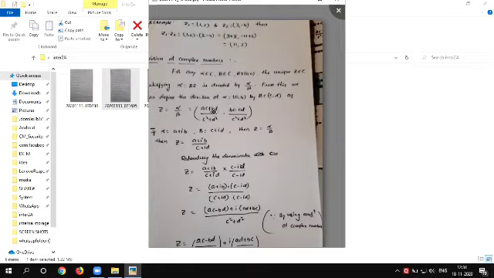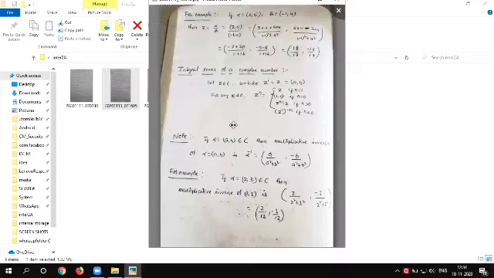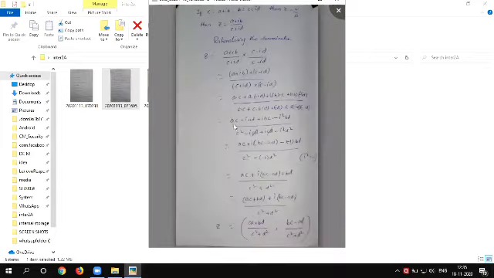Then alpha by beta can be defined as ((ac plus bd) by (c squared plus d squared), (bc minus ad) by (c squared plus d squared)). How do we get this? See, suppose alpha is a plus ib and beta is c plus id. Then Z equals alpha by beta. To divide these two numbers, alpha is a plus ib and beta is c plus id.